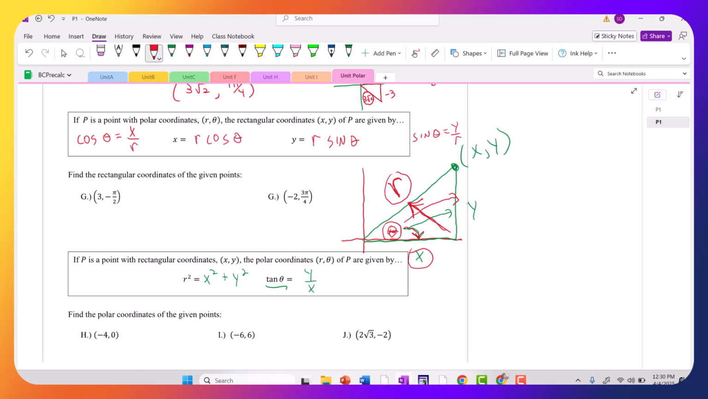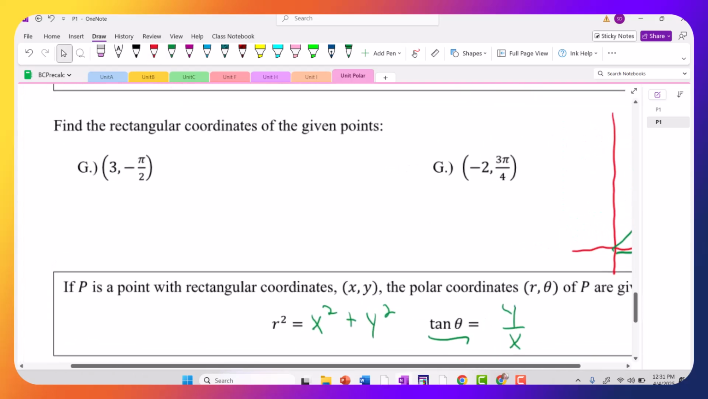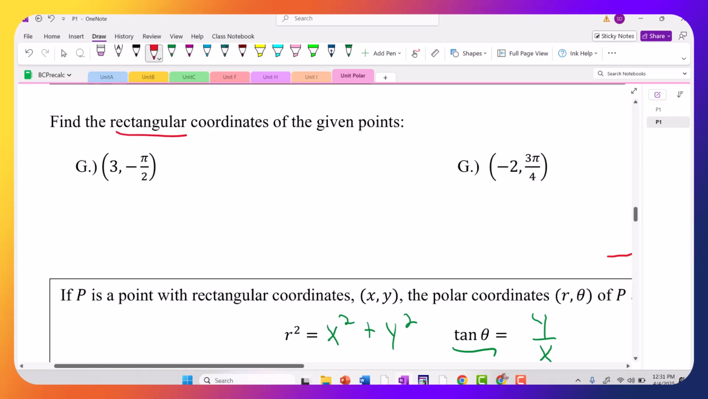It's common sense. If you just drew it, you'd be able to do it from February's work. It really is. So, what are the rectangular coordinates? Notice that they don't say the Cartesian coordinates. Rectangular coordinates, which I said was going to happen.